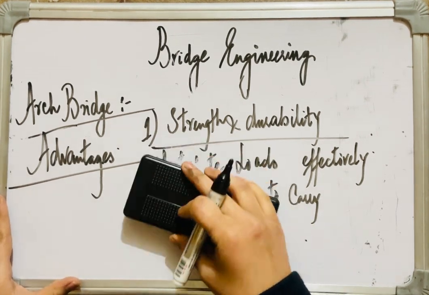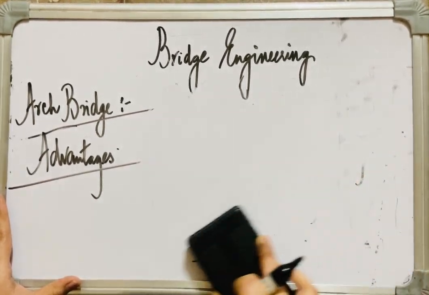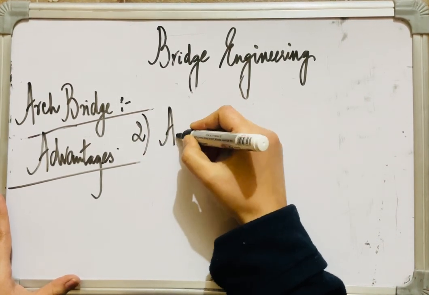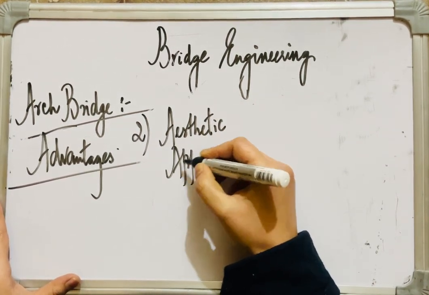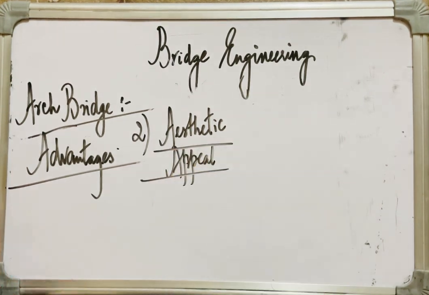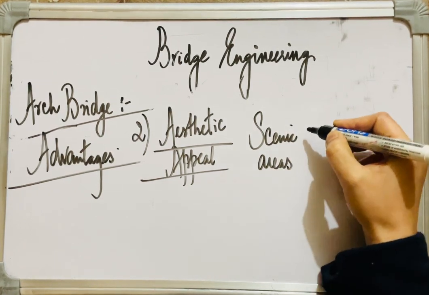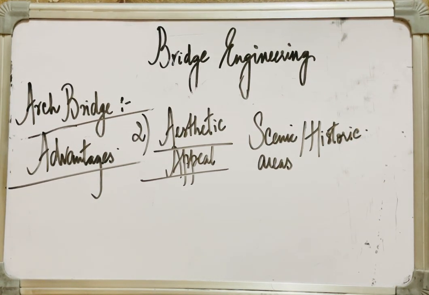The second one is aesthetic appeal. They are very beautiful and very pleasing to the eyes. The second advantage of these arch bridges is that they have good aesthetic appeal. Let me write it down over here for you. They have a classic and elegant appearance, and this often makes them a desirable choice in scenic or historic areas. In scenic or historic areas, we prefer arch bridges because they have a classic and elegant appearance.